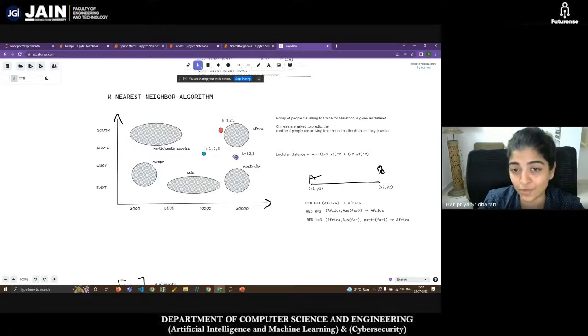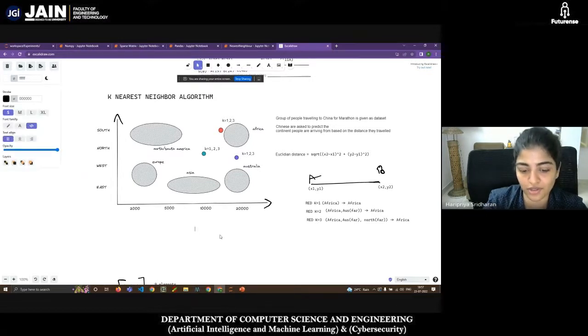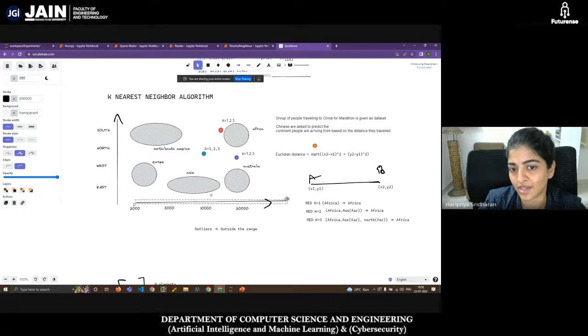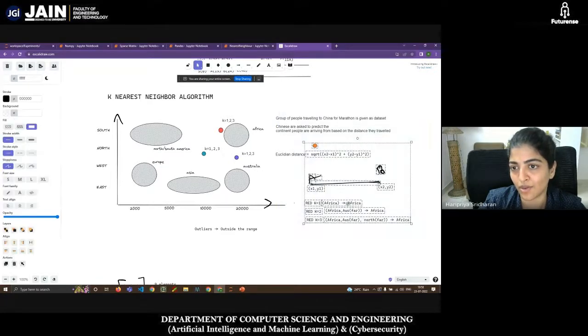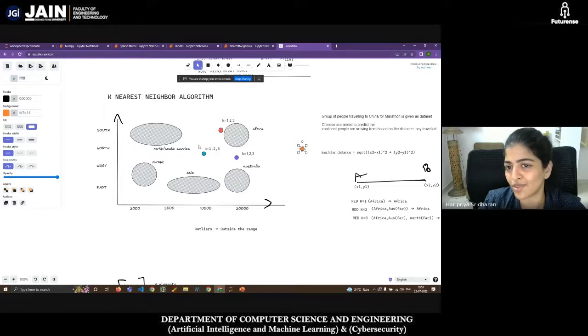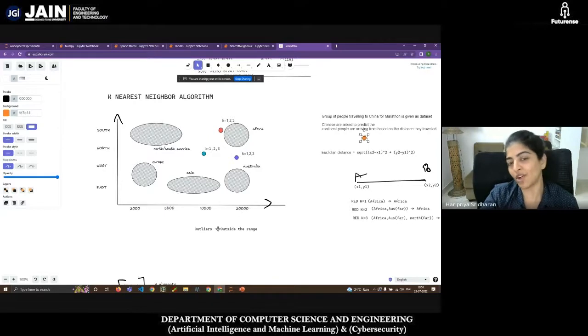But what if the points are elsewhere? There are two cases for this. One is what we call outliers, where the point is almost outside the range. So here, let's say we have a point which is not even in the range. You have this extended, and it's somewhere over here. No one is nearby technically. You can still say maybe he's from Australia or Africa, but the point is very far off. Somewhere here, it's very far off, and we call these outliers.